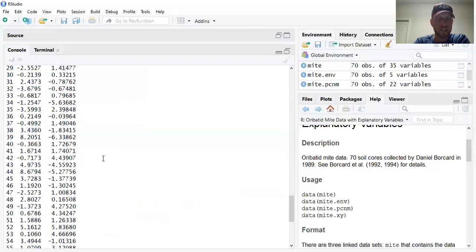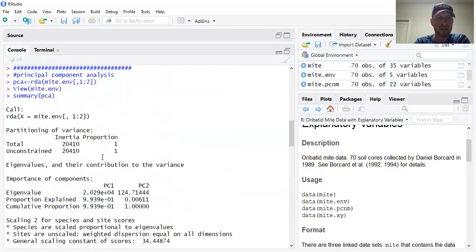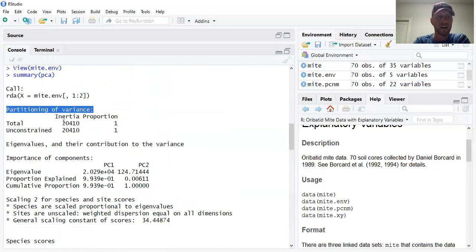And what it does is it creates, as I said, a linear combination of the original data. So let's go all the way back up to the top here. We're going to talk about partitioning of variance today. When we think about inertia, inertia is variance. So how much variance can we explain with environmental data? That's this idea of constrained ordination. Because we're doing unconstrained ordination here, notice that all of the inertia or all of the variance that's there remains unconstrained.